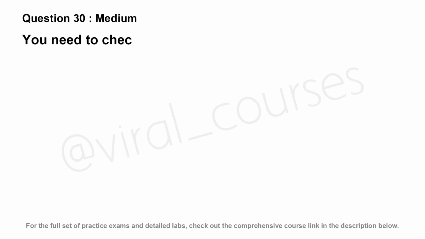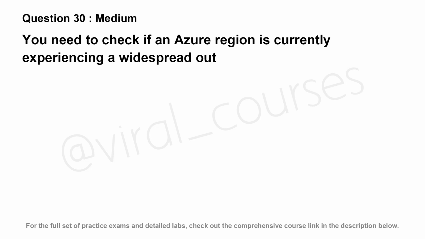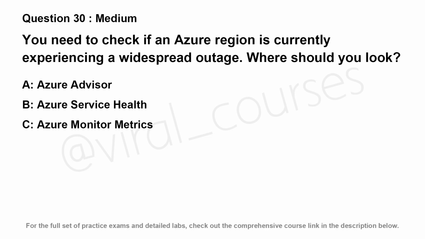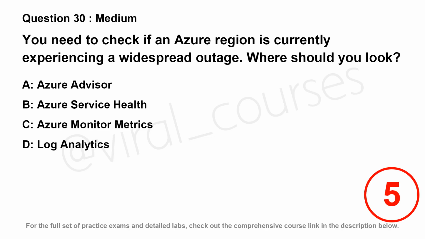You need to check if an Azure region is currently experiencing a widespread outage. Where should you look? Option A, Azure Advisor. Option B, Azure Service Health. Option C, Azure Monitor Metrics. Option D, Log Analytics.